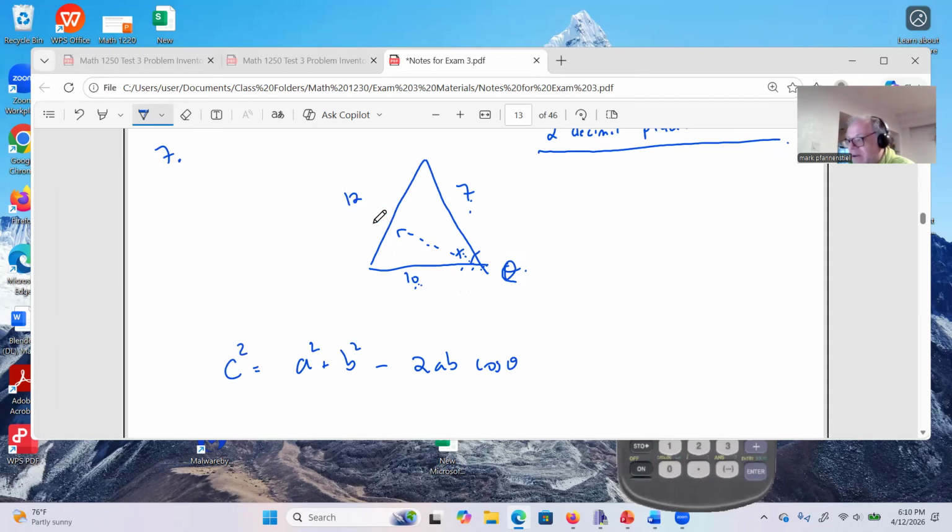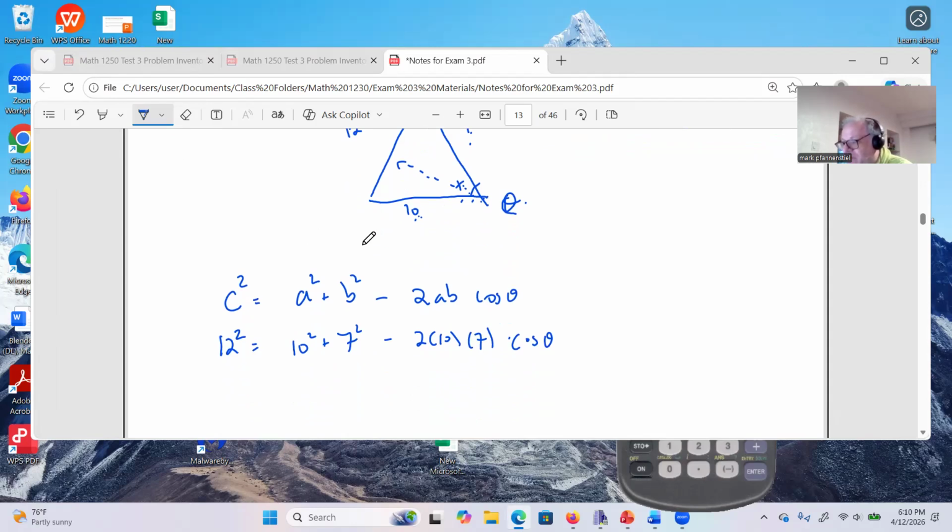So we can figure out what's going to happen here. I need 12 squared is equal to 10 squared plus 7 squared minus 2 times 10 times 7 times the cosine of this angle. So that's just setting up that problem.